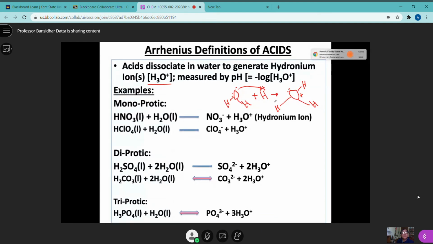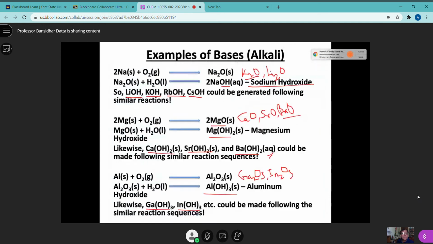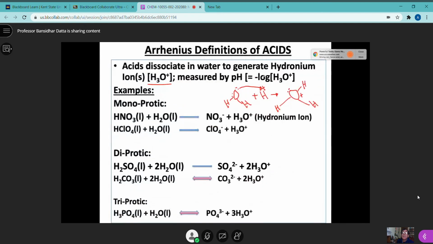So once again, acid dissociates in water to generate hydronium ion. And how do you measure the hydronium ion concentration? It is measured by the negative log of concentration. The brackets indicate concentration. That's a log, base 10. I didn't write the 10. So the negative log of the concentration of hydronium ion is called pH by definition. By definition. And I'll come back to how to measure the pH.